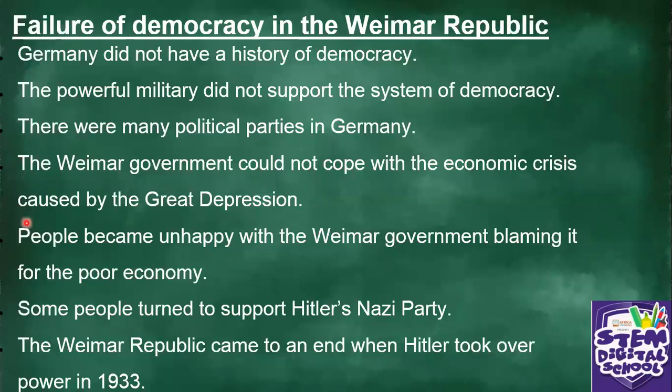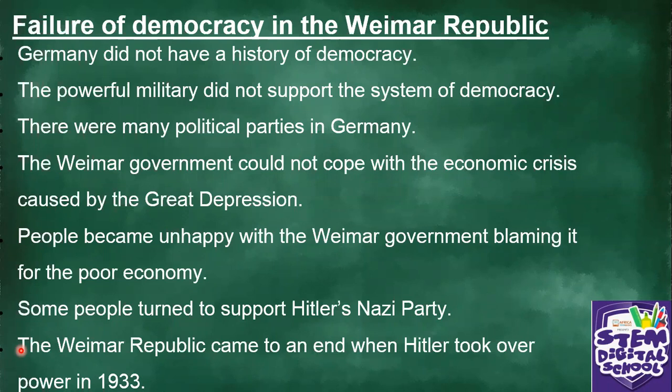People became unhappy with the Weimar government, blaming it for the poor economy. So when this Great Depression started to affect the ruling of the Weimar government, people started to complain. They were unhappy with this government. Some people tended to support Hitler's Nazi party. So they were shifting their support from the Weimar government, and they were supporting the Nazi party now. So the Weimar Republic came to an end when Hitler took over power in 1933.